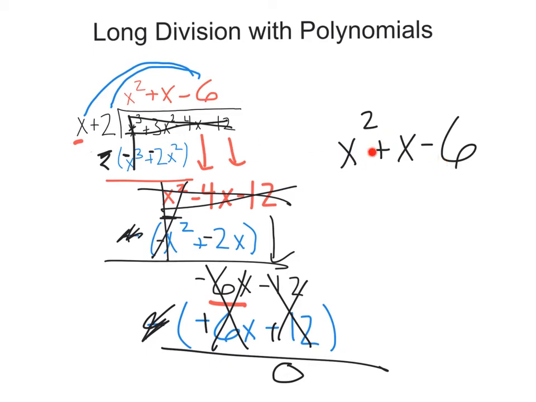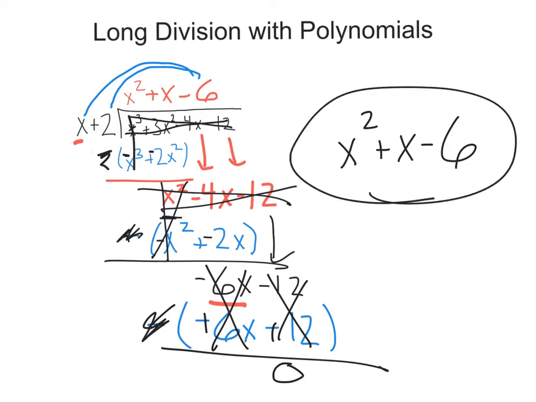So we know that if we took x squared plus x minus 6, multiplied it by x plus 2, we'd get what we started with. So what we started with, x cubed plus 3x squared minus 4x minus 12, divided by x plus 2. Final answer, x squared plus x minus 6.